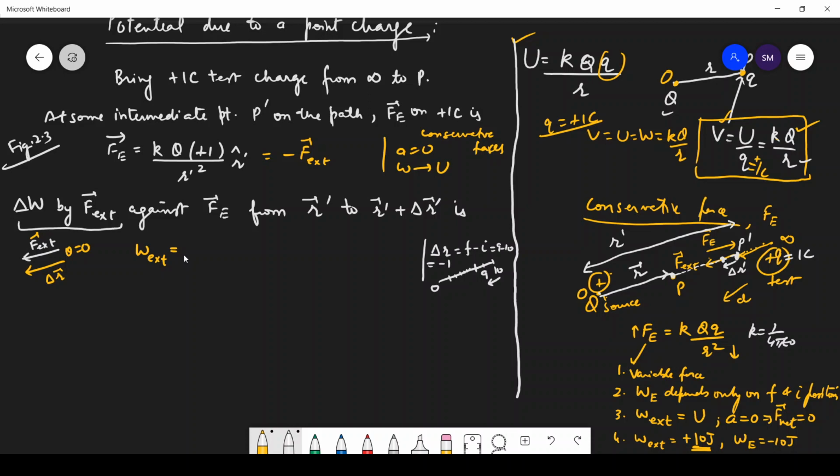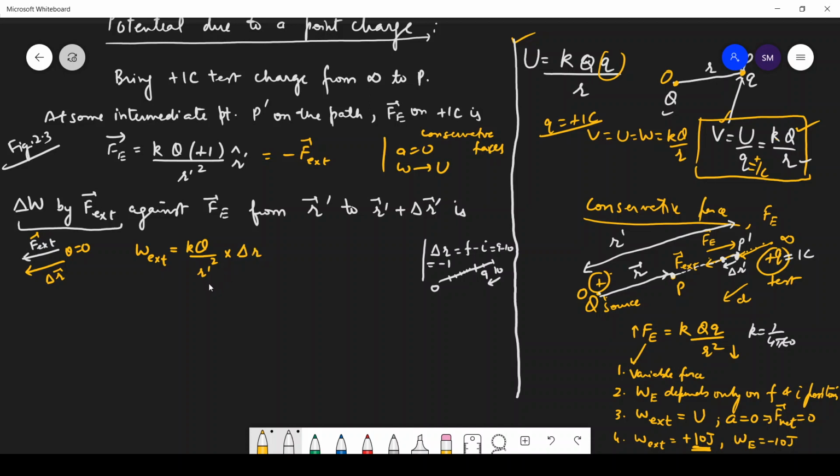Now this external work will be equal to force into displacement. Theta is 0 here. So KQq by r dash square, magnitude of force, into magnitude of displacement, because theta is 0, so cos theta is 1. So what is the displacement here? Delta r.